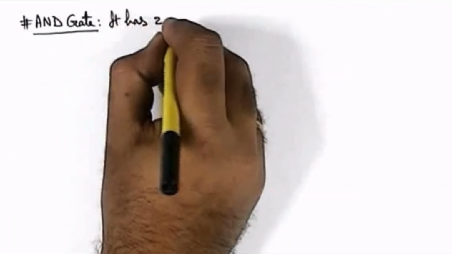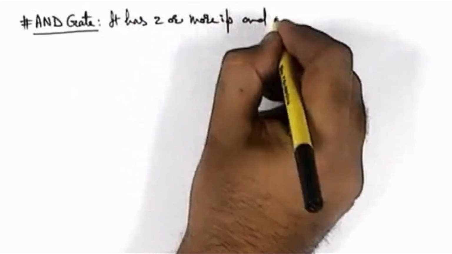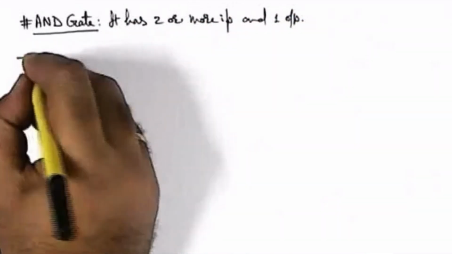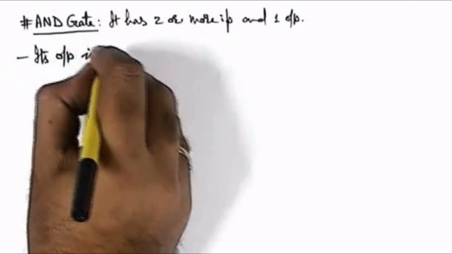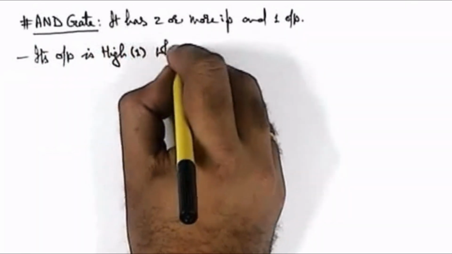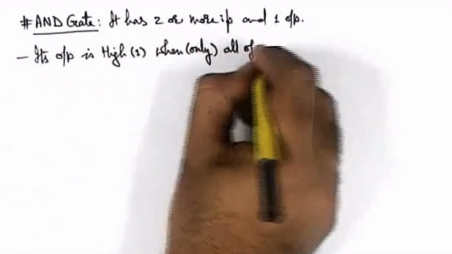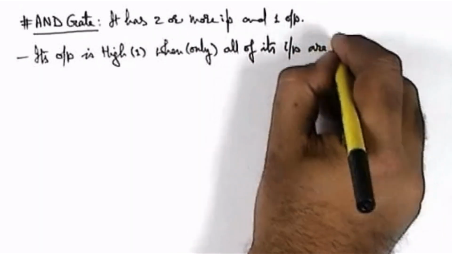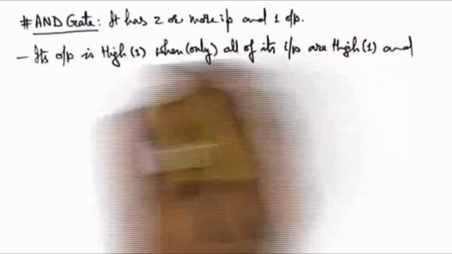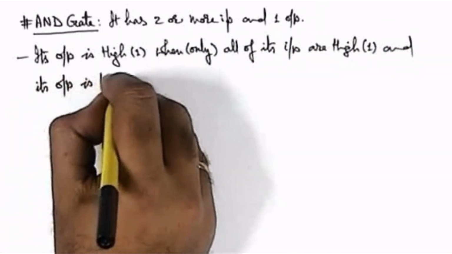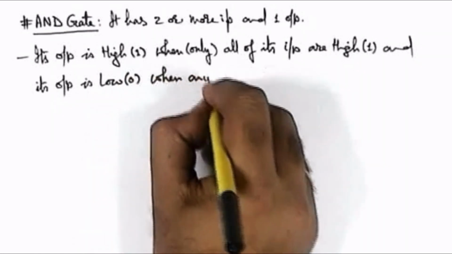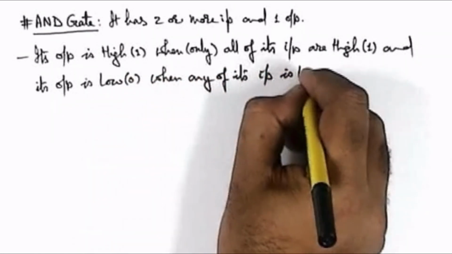We can write that it has 2 or more inputs and 1 output. And about its function, we can write its output is high, that is in a state 1, only when all of its inputs are high, that is in state 1. And we can write its output is low, that is in state 0, when any of its inputs is low, that is in state 0.